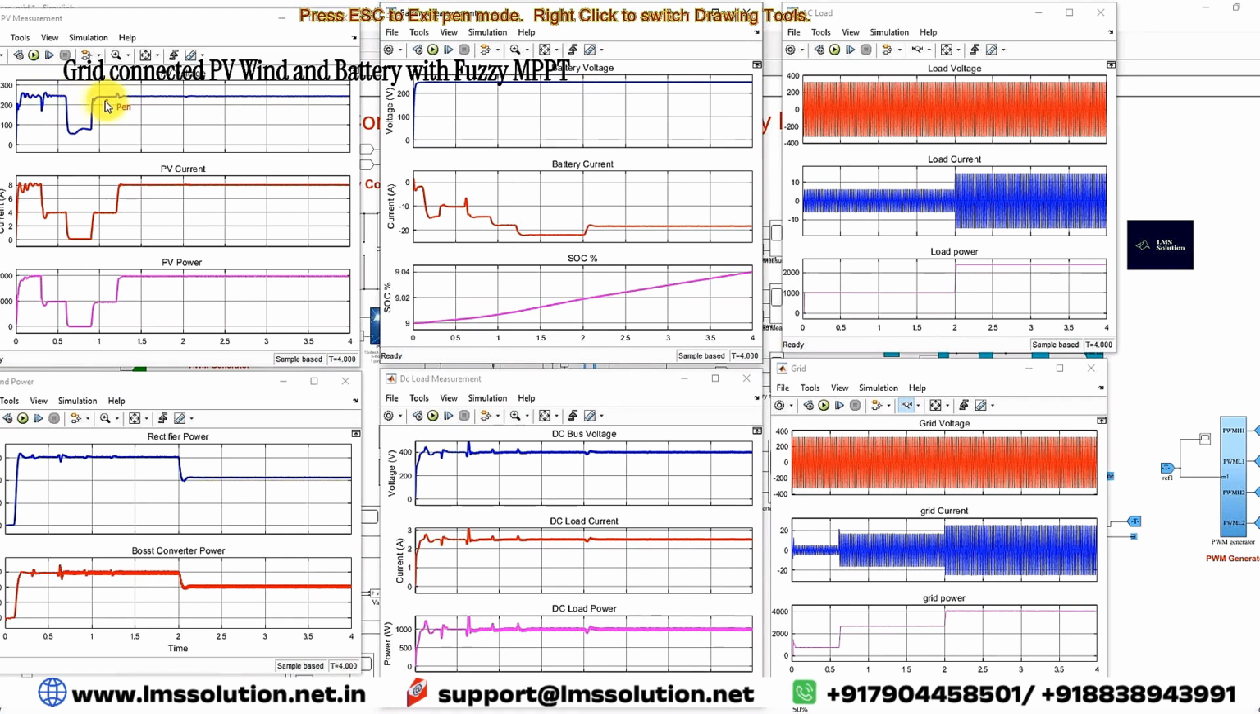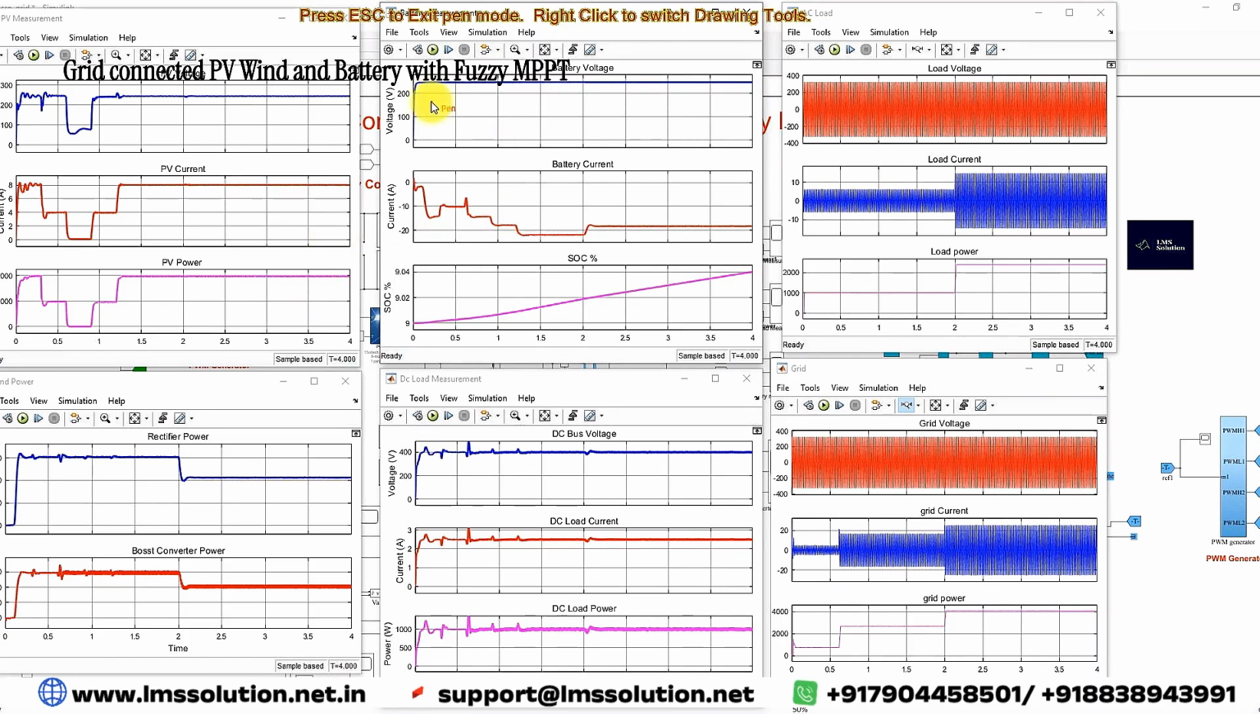The PV voltage is maintained around 245 volts, and during the low irradiation condition it is maintained around 50 volts. After 0.9 seconds, it changed to 500 watts per meter square, so the PV power is maintained at 1000 watts. After 1.2 seconds the irradiation changed to 1000 watts per meter square, and that's why we are getting 2000 watts from the PV panel, because the rated power of the PV is 2000 watts. After that it is maintained at 2000 watts because the irradiation is maintained at 1000 watts per meter square.